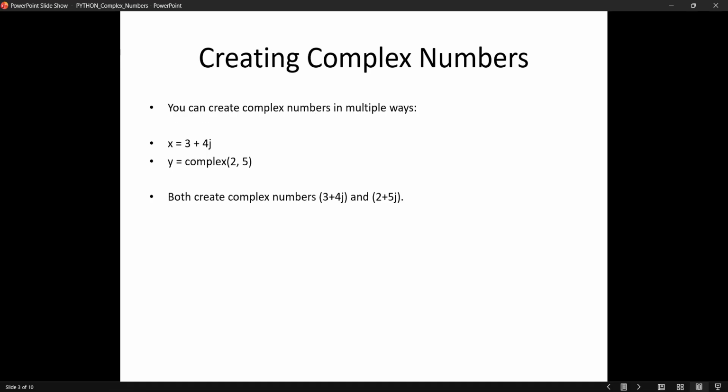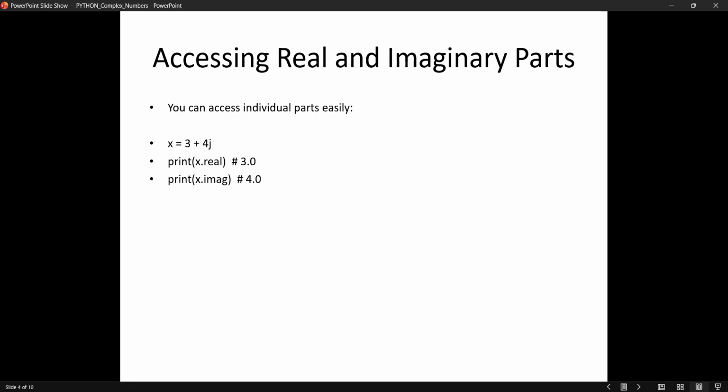Creating complex numbers. You can create complex numbers in two main ways in Python. Simply type x is equal to 3 plus 4j, or y is equal to complex(2, 5). Both create valid complex numbers. So when we type y is equal to complex(2, 5), it is going to give us 2 plus 5j. Python internally stores and handles this efficiently. No external module is required.